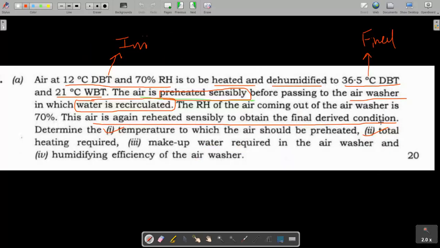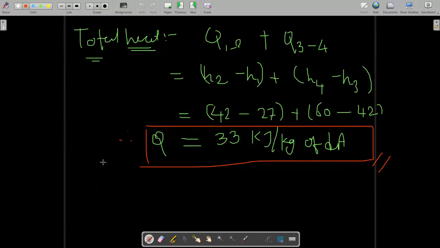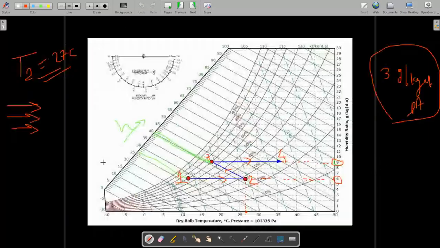So this is the answer to the third question. Look how easily we can solve this question. It is a 20 marks question. It looks very big, but it is very small if you know the psychrometric chart and how to locate all these processes. And fourth is humidifying efficiency of the air washer. As I told you, air has an affinity to go up to 100% relative humidity, or you can say saturation. But here after passing, it only goes up to 70% relative humidity. So there is a gap of 30%.